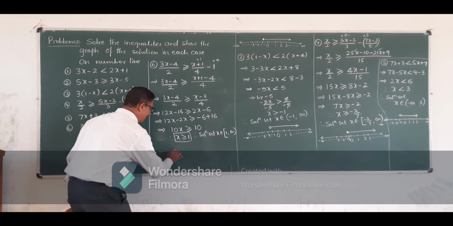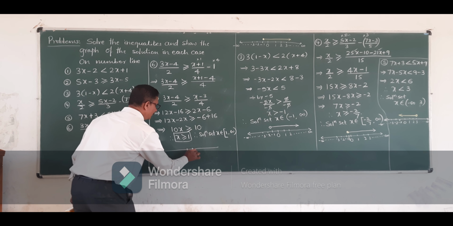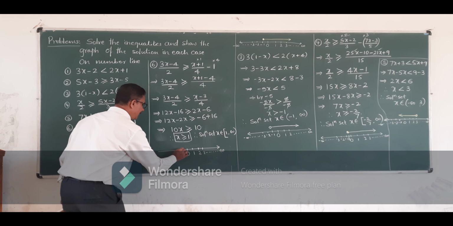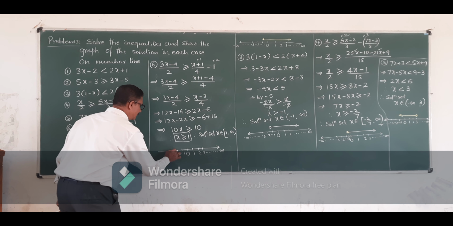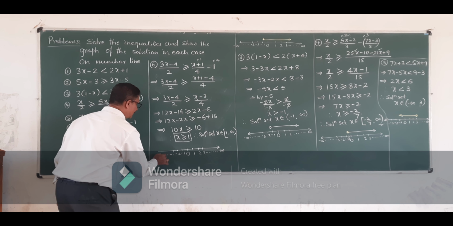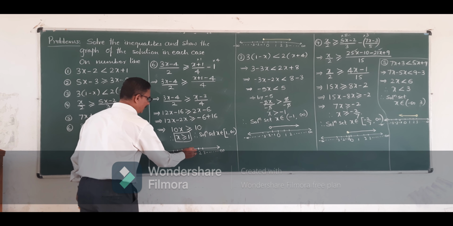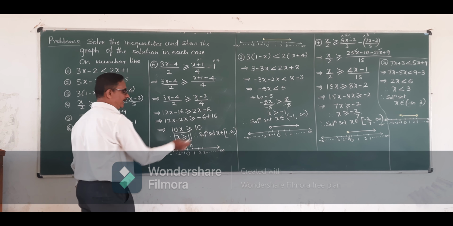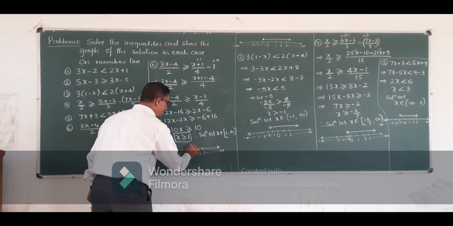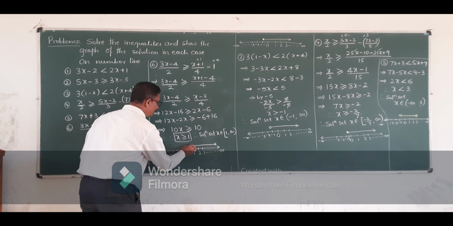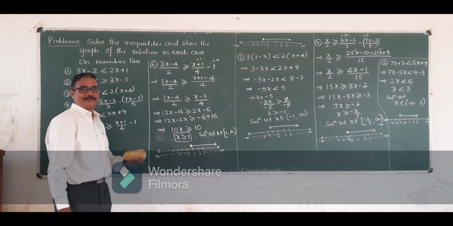Draw the number line: 0, 1, 2, 3 and so on plus infinity, minus 1, minus 2, minus 3 and so on minus infinity. More than or equal to 1. 1 is the point. Greater than 1, which side does it come? Towards right side. Circle with shade because it is closed interval. It is slack inequality.